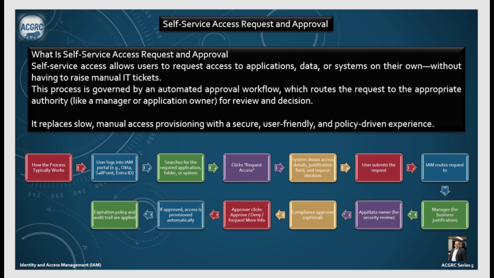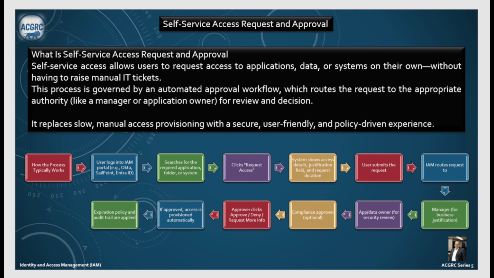From a flow perspective, it typically works like this: the user logs into an IAM portal, which could be Okta, SailPoint, Entra, depending on what you are using. Searches for the required application, folder, or systems. Clicks request access. Then the system shows access details, justification fields, and a request duration. User submits the request. Then IAM routes the request to the manager for business justification, and also moves to the app and data owner for security review.